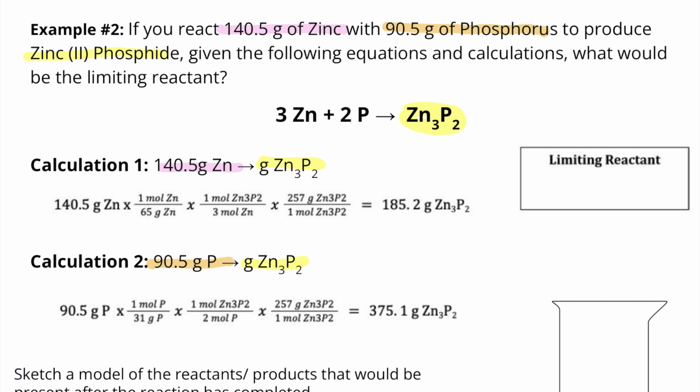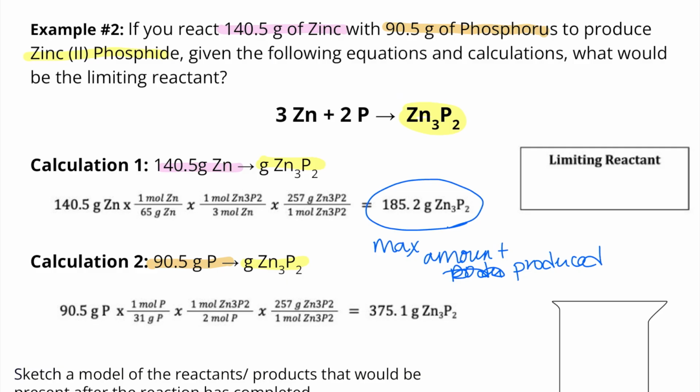That zinc made less, so this is the maximum amount that can be produced, which makes our zinc our limiting reactant. And that means that we would have excess phosphorus. So zinc is our limiting reactant, and our phosphorus is excess. We're not going to be able to use all of it up.